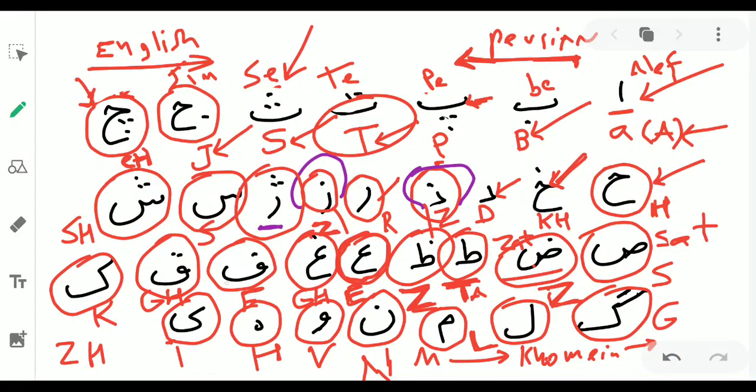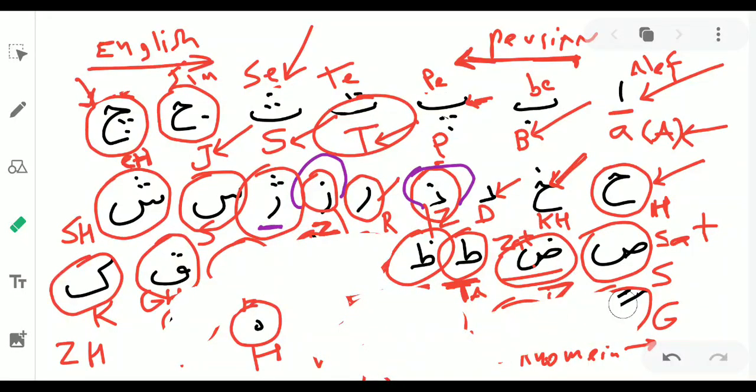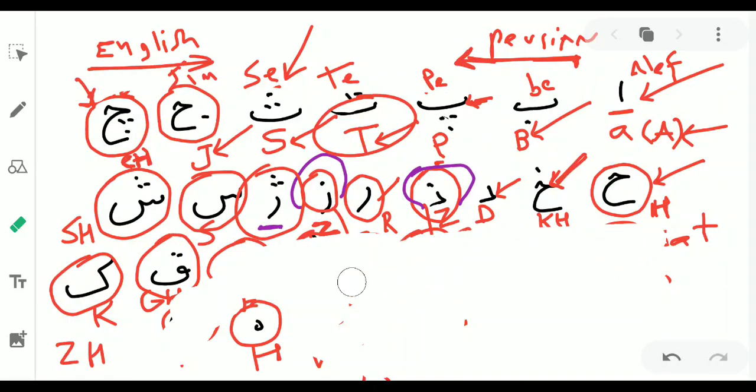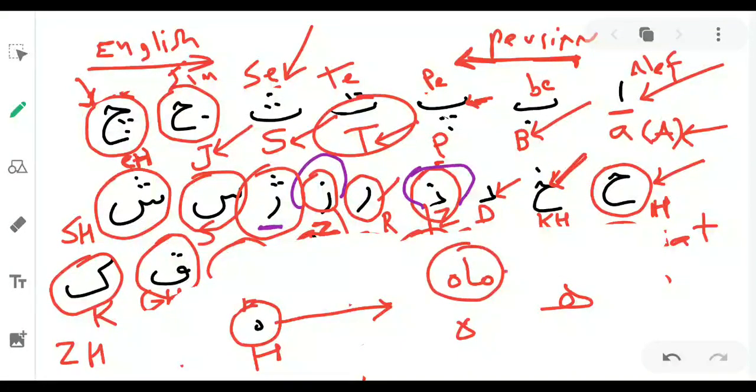I'm going to show you something about the H, and clean the area around it. So this is a small H. When you start the word, the H is big like this, but in the middle of the word or at the end, it would be a small letter, like Mah. This is the Persian word for moon.